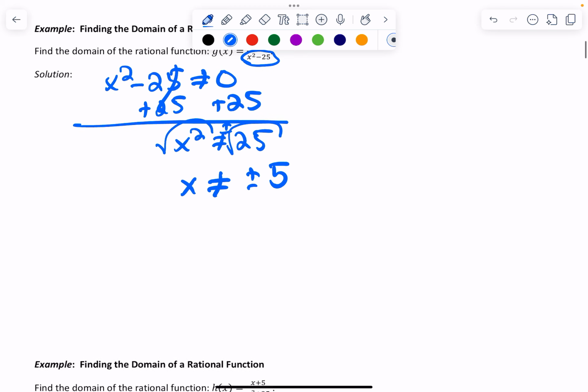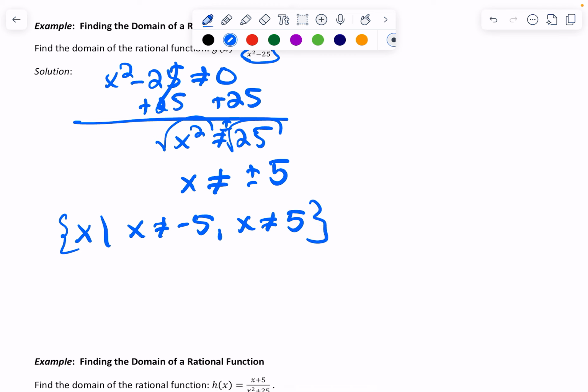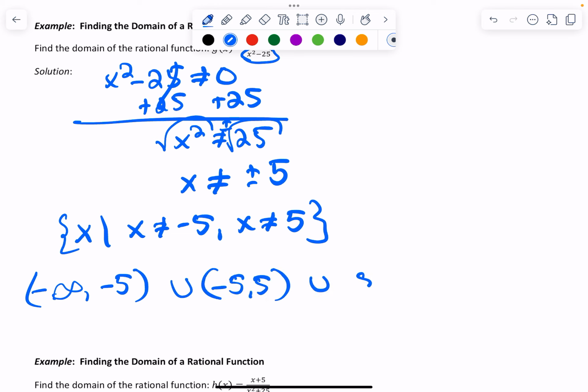So the same thing, set builder notation is x is such that x does not equal negative 5 or x does not equal 5, and close. Interval notation would be from negative infinity to negative 5. Again, negative 5 is not included, so parentheses, or negative 5 to 5, or 5 to infinity. So again, those are just two different ways of writing it.